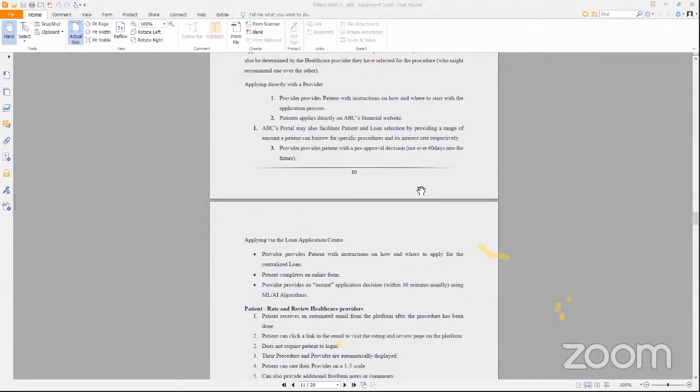Provider can provide patients with pre-approval decision. Okay, we understand this one. It should be 60 days, yes, fine. So here, provider provides patients with instructions on how and where to apply for the centralized loan. Patient completes an online form. Provider provides an instant application decision using AI algorithm.